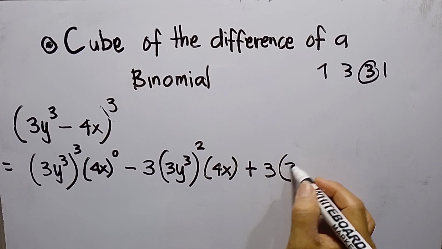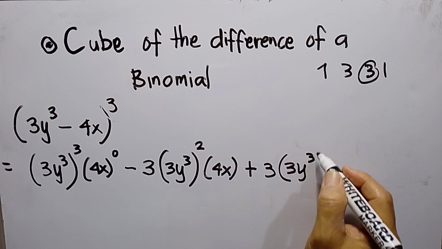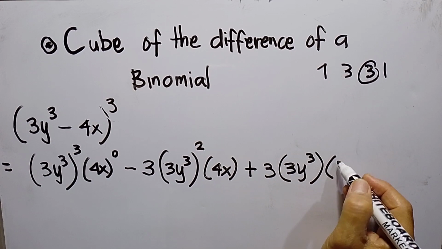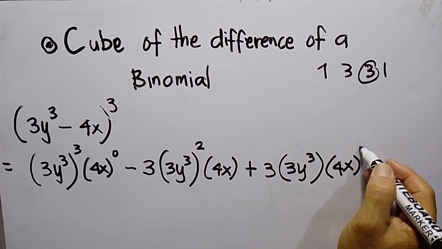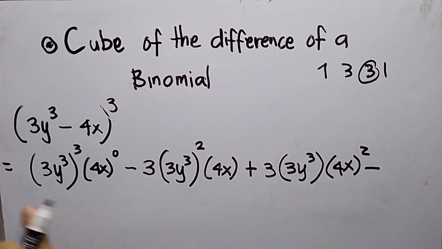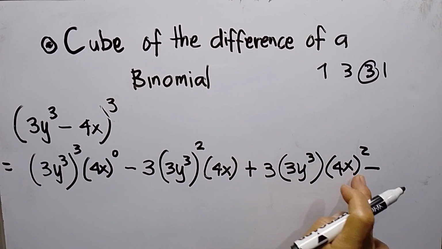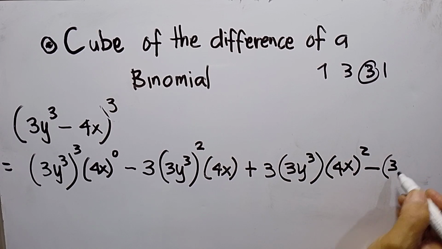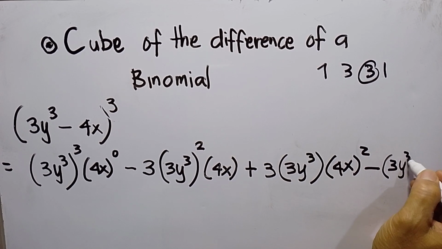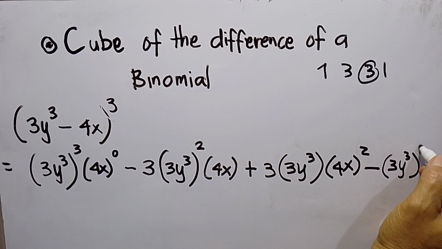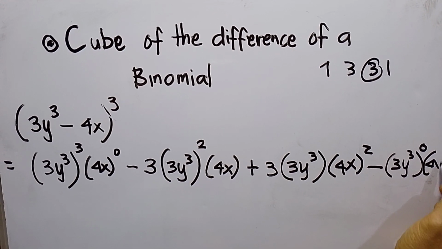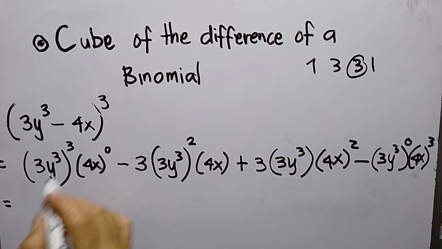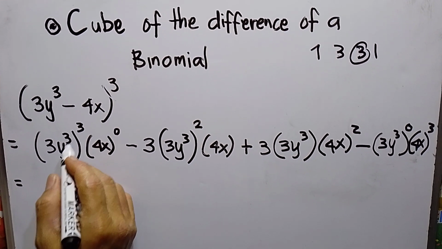Then the first term will be decreasing. So 3y cubed raised to 1. Okay, understood, there's 1 in here. And then the second term is increasing: 4x squared. Then minus, because plus, minus, plus, minus. So this will be 3. Take note, there is 1 in here. 3y cubed raised to the 0 power. And then this will be 4x cubed.